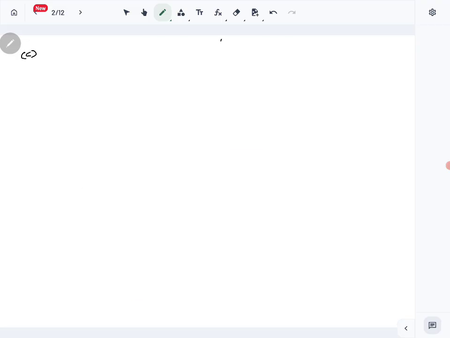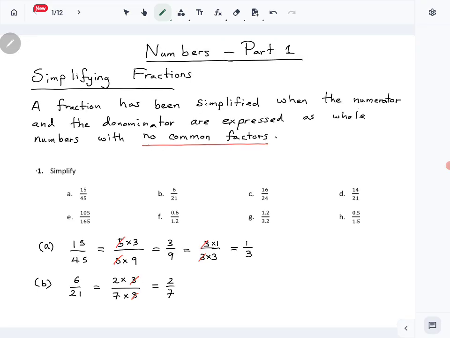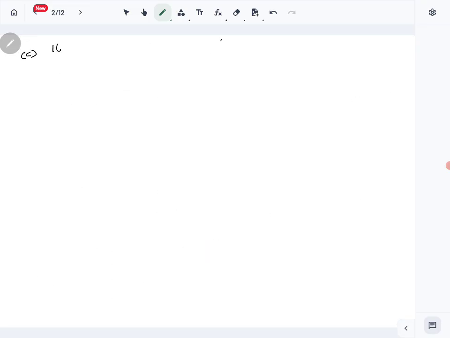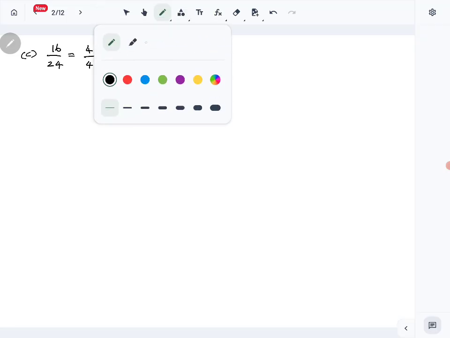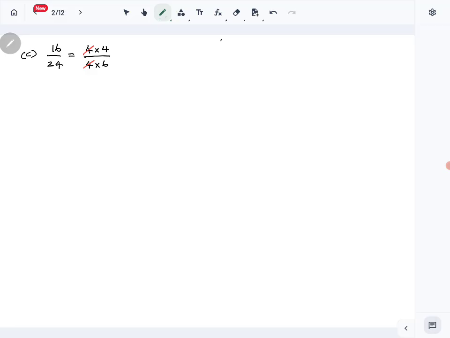So next one is 16 over 24. 16 can be written as 4 times 4. 24 can be written as 4 times 6. So I can cancel 4 and 4. Then I am left with 4 over 6.